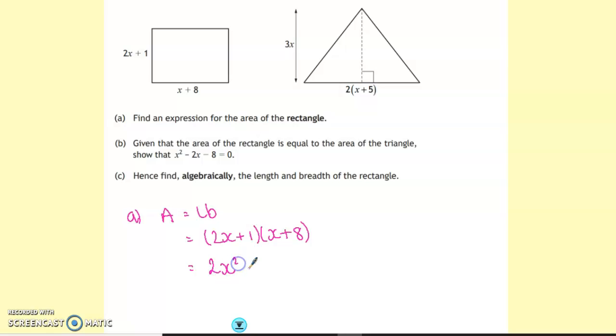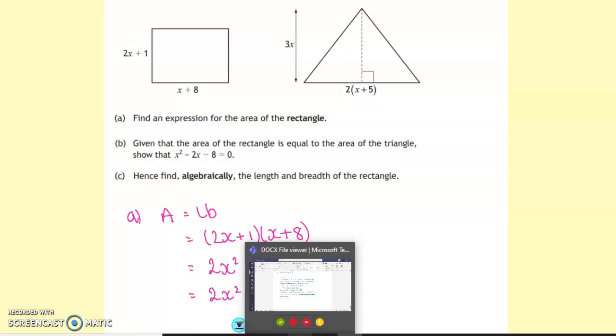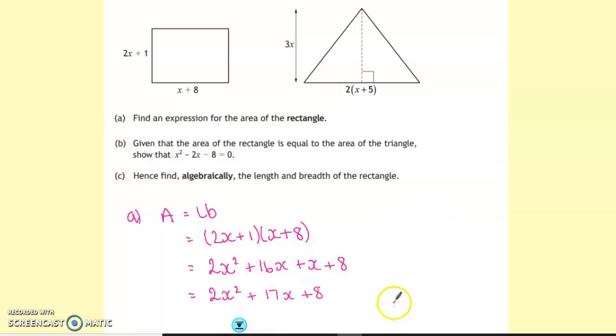We get 2x squared plus 16x plus x plus 8, which is 2x squared plus 17x plus 8. Part B, given that the area of the rectangle is equal to the area of the triangle, show that x squared minus 2x minus 8 equals 0.